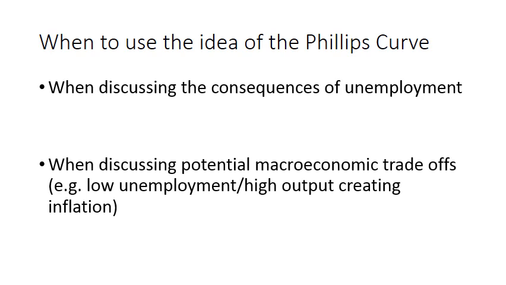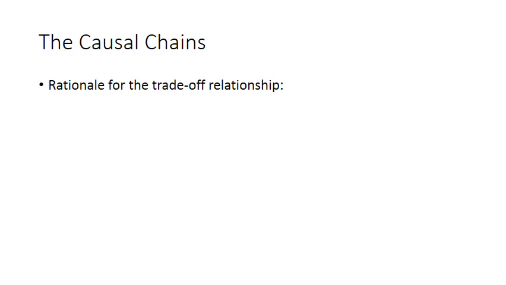And then for the same reason, if you were writing an essay on potential macroeconomic trade-offs between different objectives, which has been a recent topic for exam essays, you might, for example, use the Phillips curve to illustrate the idea that either low unemployment or high output would create above target inflation. So why does this relationship exist?